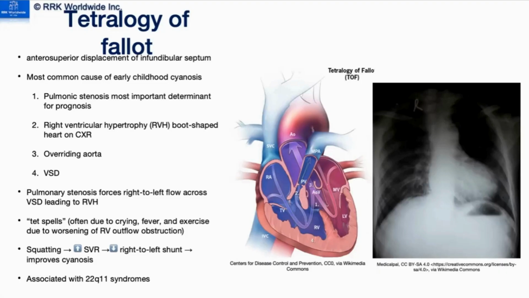So pulmonic stenosis is obviously going to be the most important determinant for prognosis, and they love going after that point also. So they tell you that there's pulmonic stenosis. That's one of the things that this causes, one of the four things that make up Tetralogy of Fallot, right? Tetralogy is four things. But pulmonic stenosis is the most important prognostic factor, inversely related.